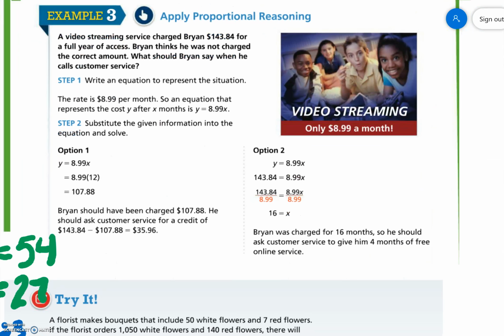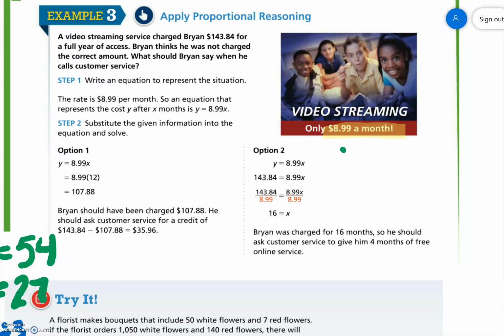Example 3. Apply proportional reasoning. A video streaming service charged Brian $143.84 for a full year of access. Brian thinks he was not charged the correct amount. What should Brian say when he calls customer service? Well, it says video streaming is $8.99 a month, and there are 12 months in a year.